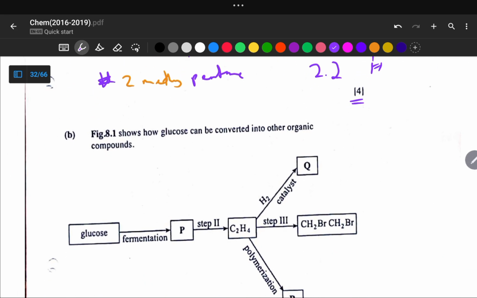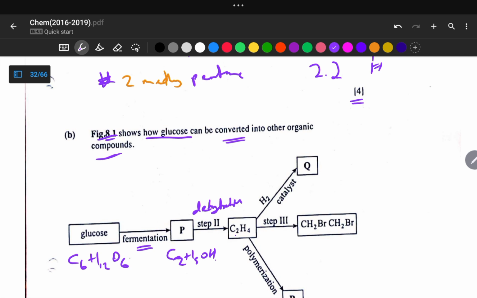The next part says Fig 8.1 shows how glucose can be converted into organic compounds, right? So we are starting with glucose, C6H12O6, and then undergoing fermentation. For fermentation, we are going to produce ethanol. So ethanol is C2H5OH, and then ethanol into ethene. This is dehydration, or an elimination reaction.